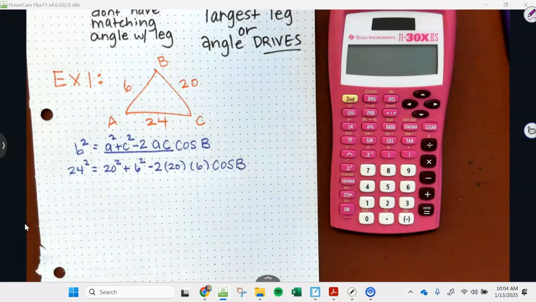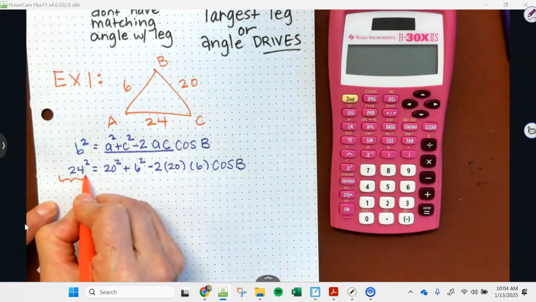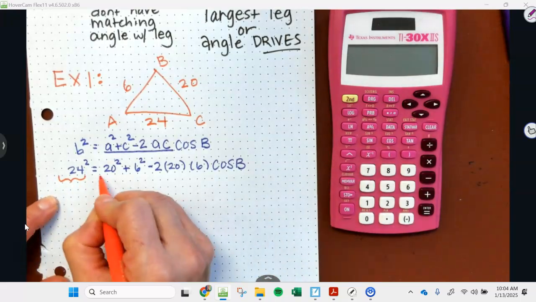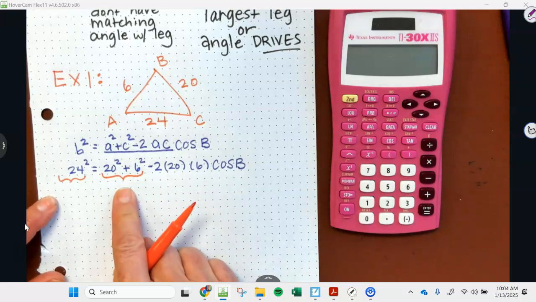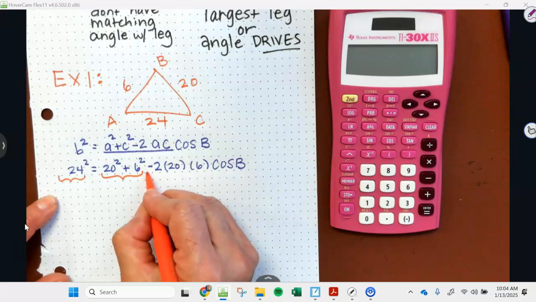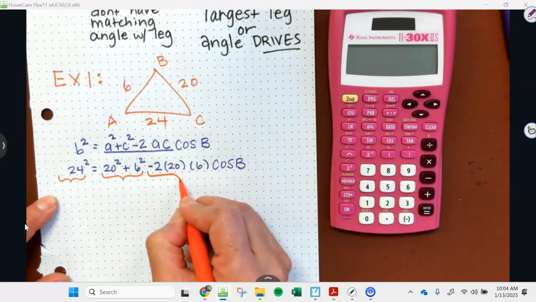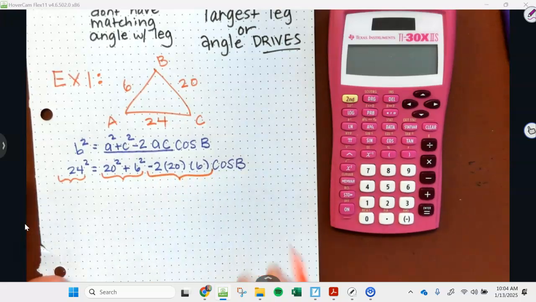I'm going to make the calculator do most of the work. I don't trust the calculator too much on this process, so I'm going to break it up into two separate things. I'm going to square 24. I'm going to let the calculator do this part right here. But then I'm going to have the calculator do this -2 times 20 times 6 separately.